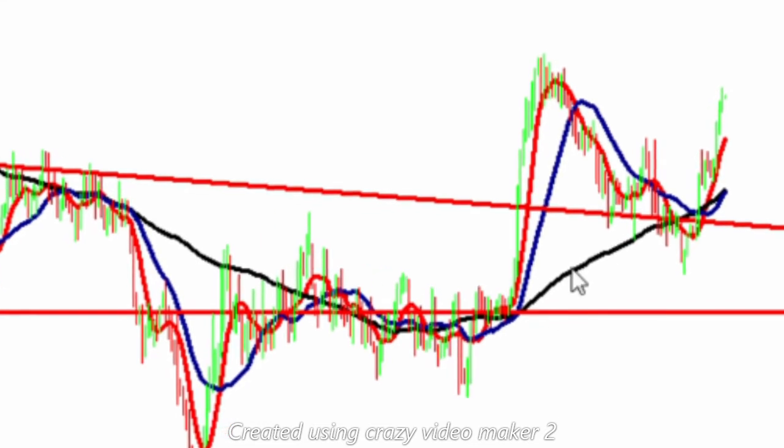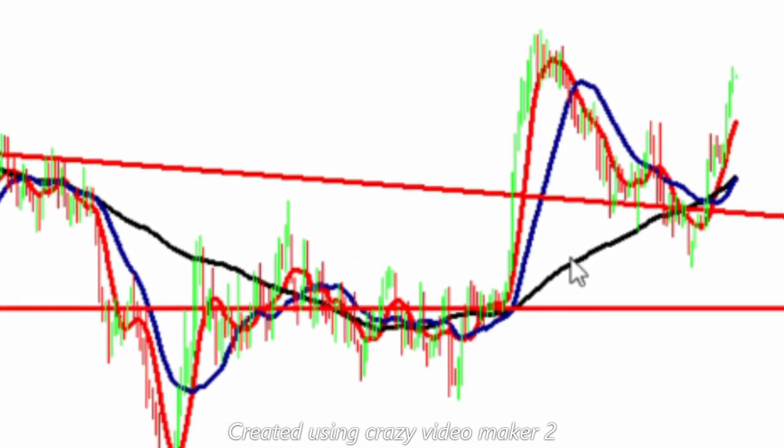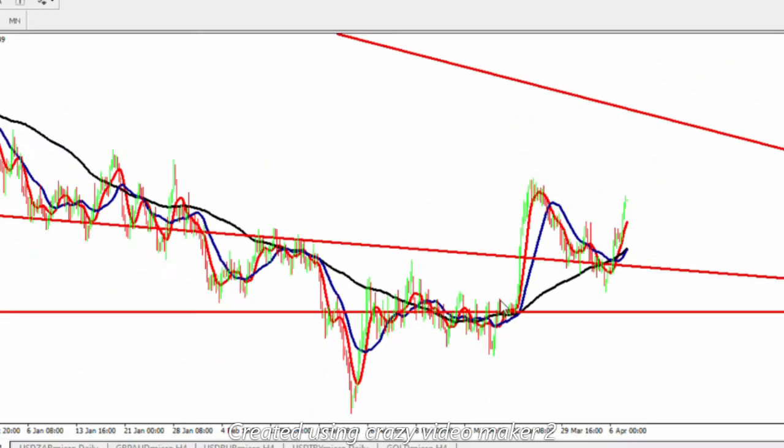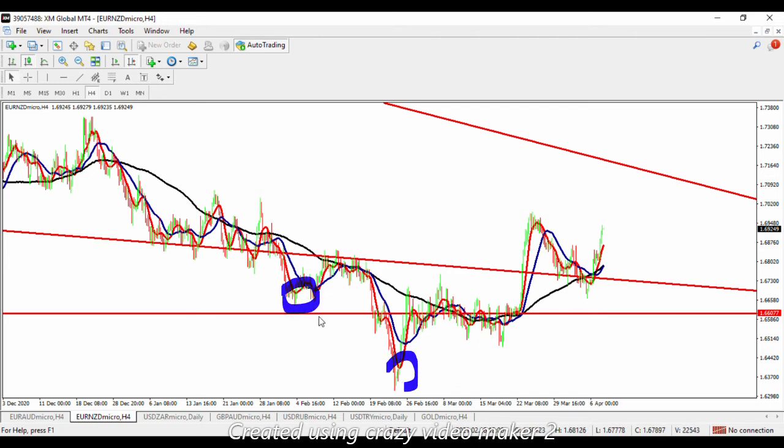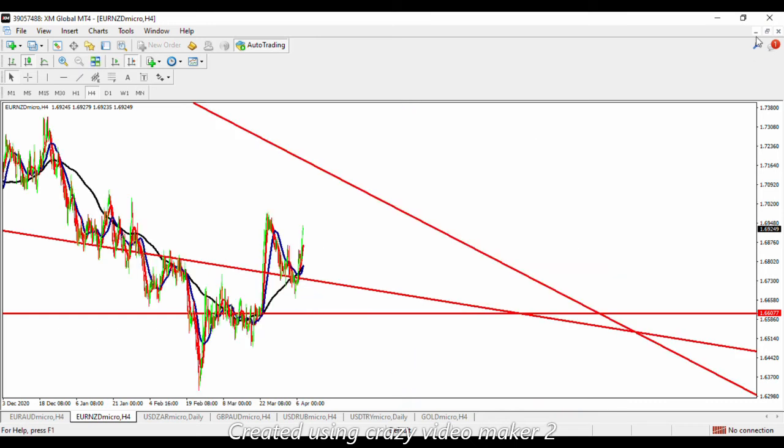So first thing I look for on the 4-hour chart is above the 89 moving average if I want to buy. And then I also look for the divergence, which could have been these points here, and then the crossover of the 8 and 21 moving average.